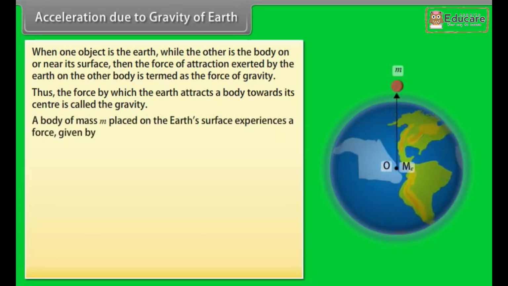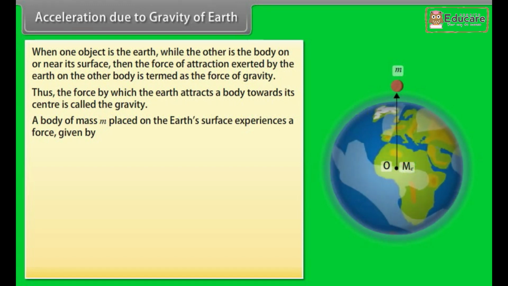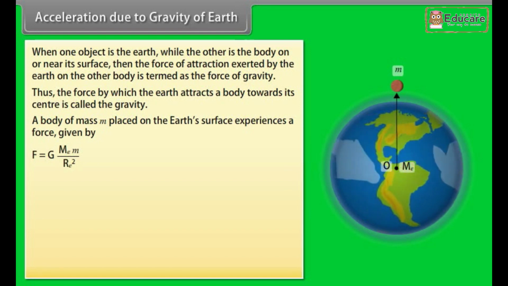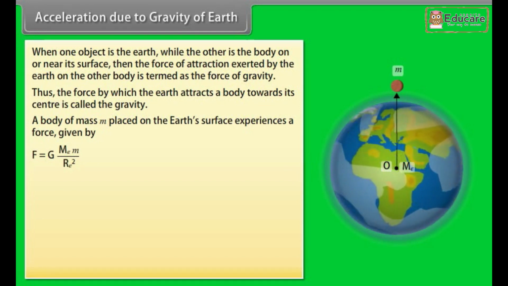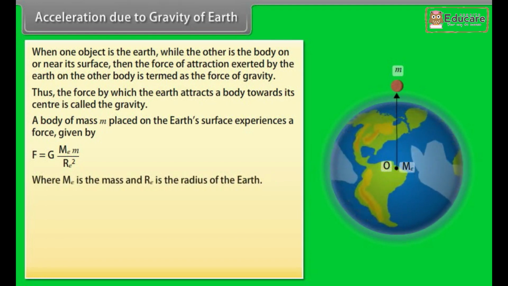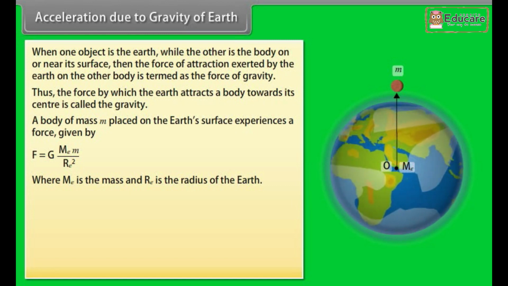A body of mass m placed on the Earth's surface experiences a force given by F is equal to G into M_E m upon R_E square, where m is the mass and R_E is the radius of the Earth.